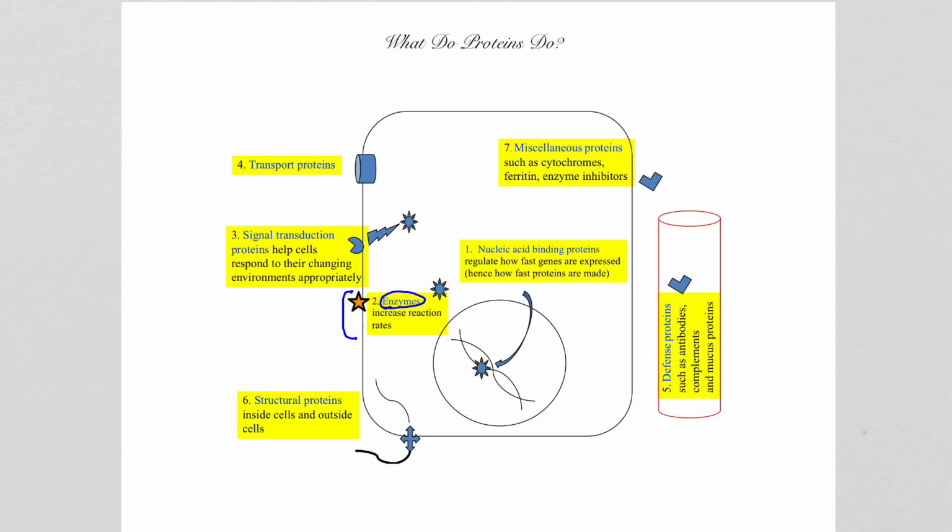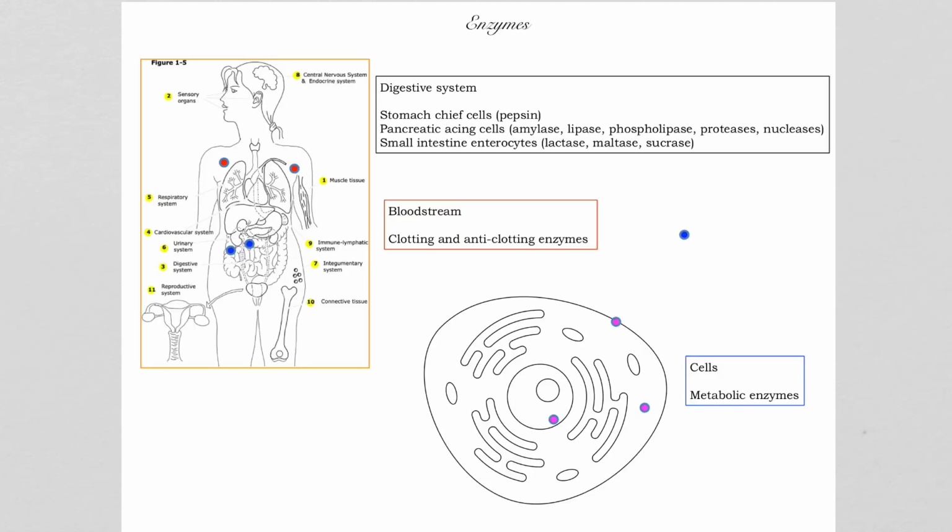Enzymes are catalysts. That means they increase the speed or the rate of biochemical reactions. So enzymes are present everywhere in the body. Here are a few examples. We have enzymes in the digestive system. For example, pepsin secreted by the chief cell in the stomach. The pancreatic acinar cells secrete amylase, lipase, phospholipase, enzymes that break proteins down called proteases, and then enzymes that break nucleic acids down called nucleases.